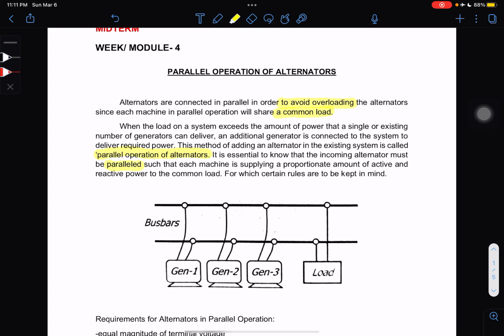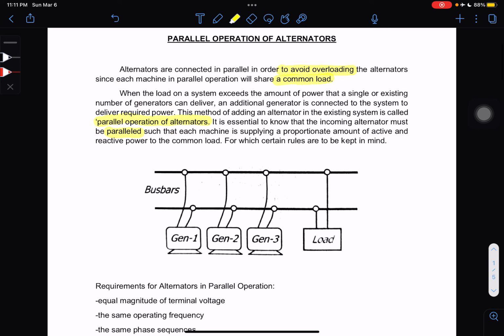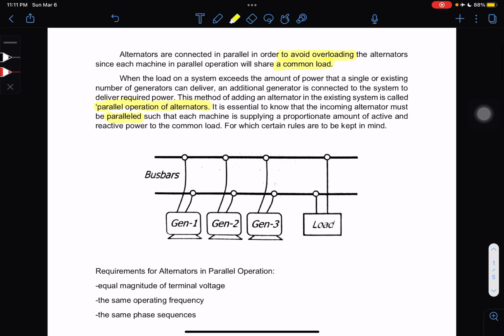naka-parallel. So, we have here our circuit diagram or given diagram sa atong alternator nga example. So, pwede ta, if natay generator 1, so pwede ta maka-add og generator 2 and generator 3. So, ang load ana nila is proportionate.